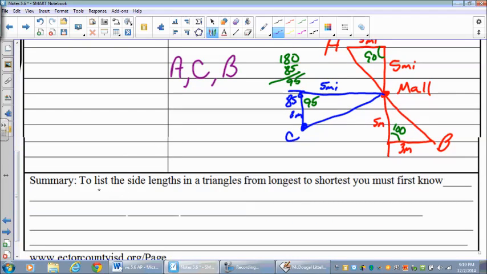On the summary, it says to list the side lengths of the triangle from longest to shortest, what must you first know? So using this example you had above, this is just going backwards. If you're going from the longest to the shortest, what must you know?